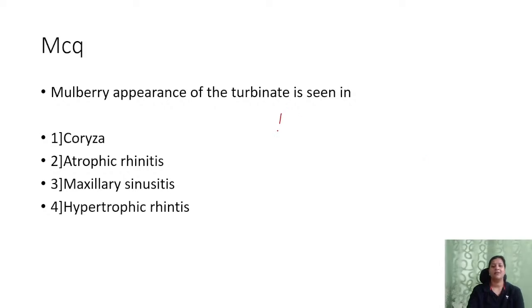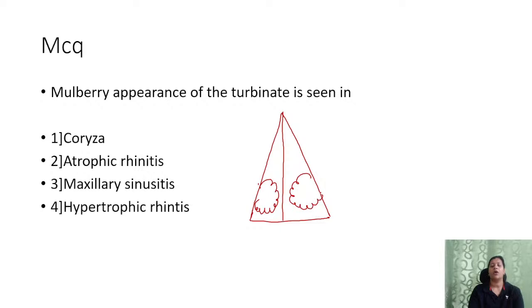So what is mulberry appearance of the turbinate? When the turbinate becomes boggy and edematous, resembling the mulberry fruit, we call it mulberry appearance of the turbinate. So will this be seen in atrophy or hypertrophy? Obviously, since it is bulging and boggy, it will be seen in hypertrophic rhinitis. The turbinate is present in the nasal cavity. So can sinus disease, sinusitis, cause mulberry appearance of the turbinates? This can never be the answer.